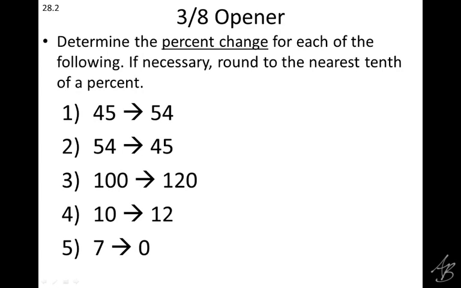So what we're doing here, we're looking for the percent change in something. I want to talk about a few of these before we get going. Let's look at the first two problems. Notice that in the first two, we're going from 45 to 54, and then from 54 to 45. So we're using the same numbers just in a different order. What do you think is going to happen with those?